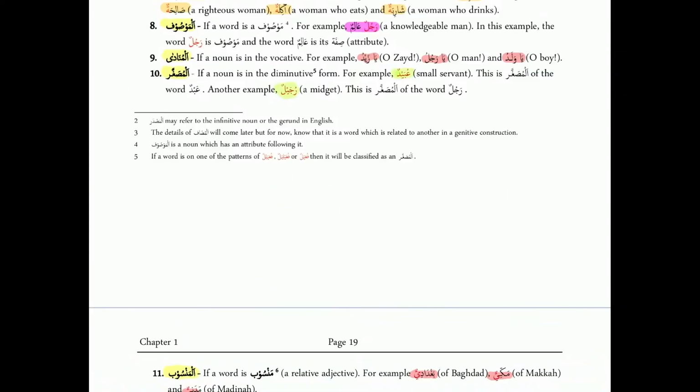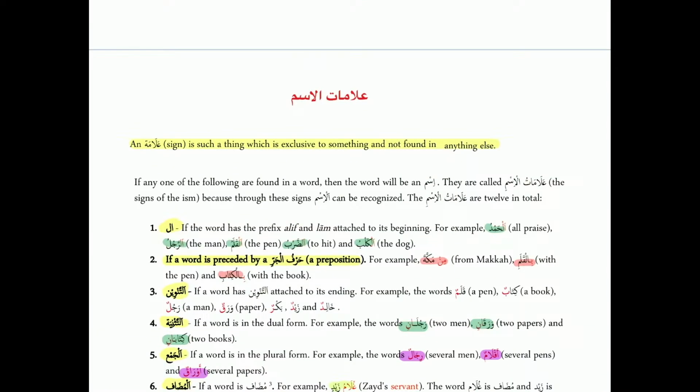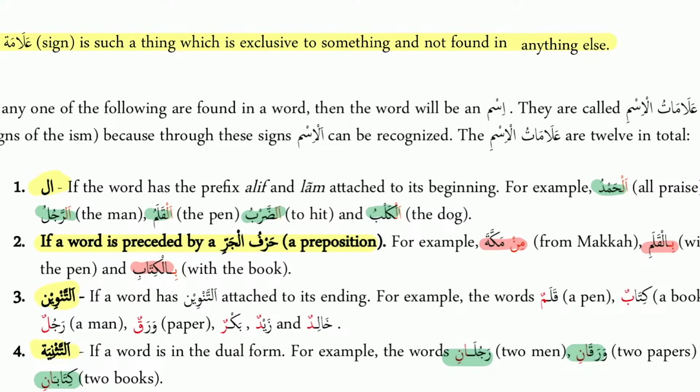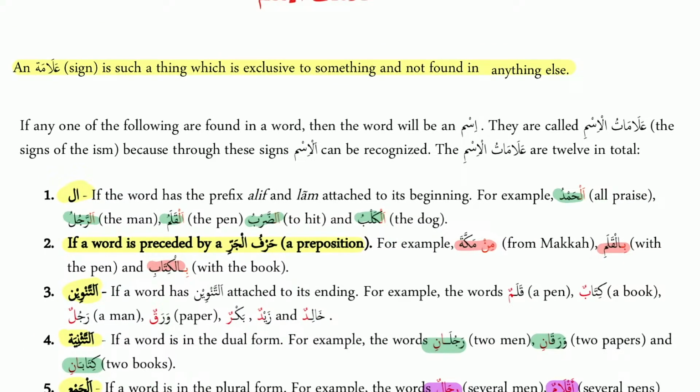Okay? So there are 12 signs of ism. How many? And you will memorize. You have to memorize all of them, okay? One by one, pay full attention, 4 by 4. The first sign of ism is alif lam.